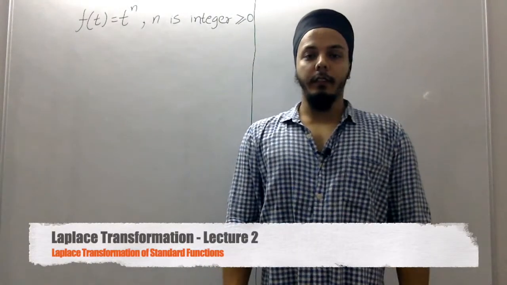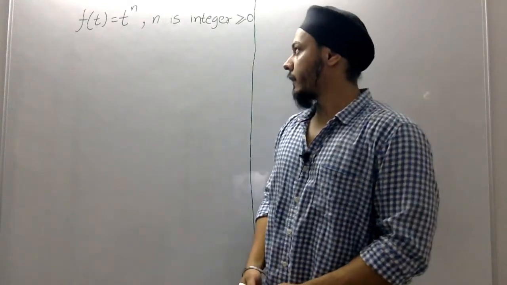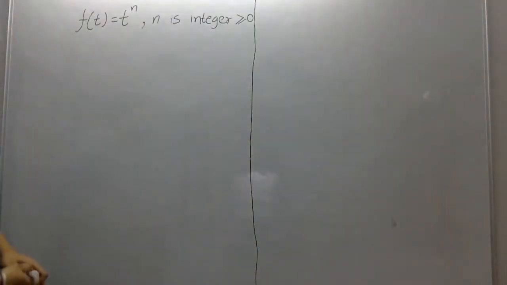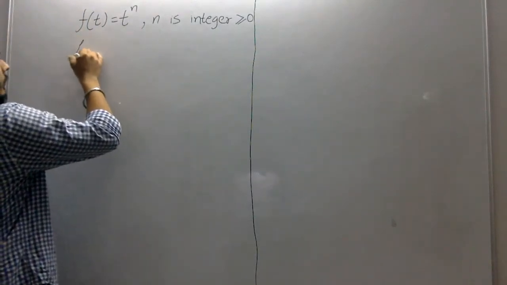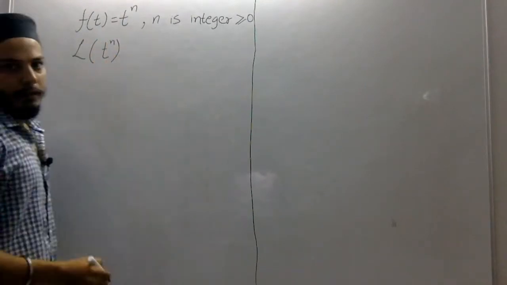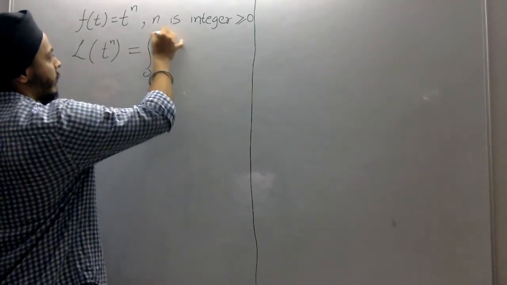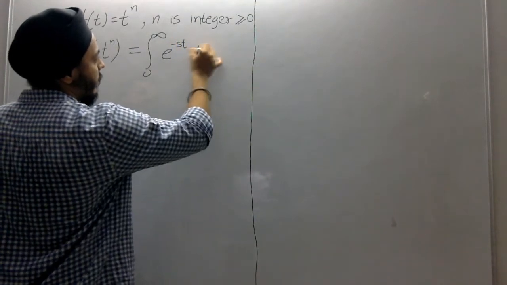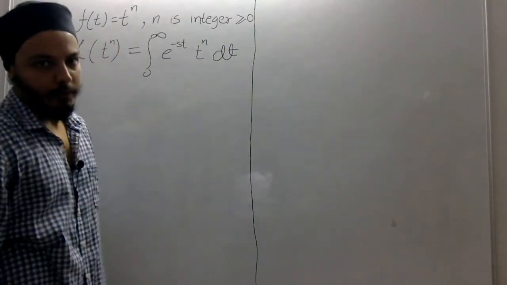Now we have seen the first shifting theorem. Now let us take another function f of t equals t to the power n, where n is an integer which is greater than or equal to 0. Now here we need to find the Laplace transformation of t to the power n, which will be, by definition, integral from 0 to infinity of e to the power minus st times t to the power n dt.